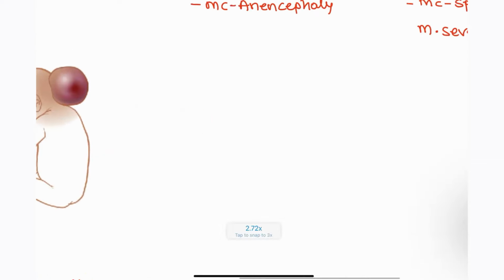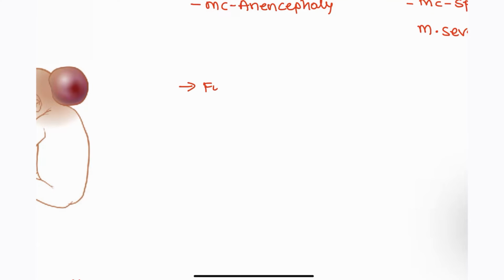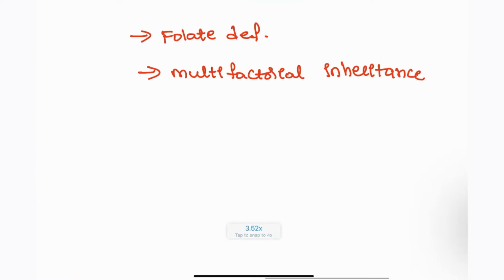Next, what is the cause of this? The cause of neural tube defects is most commonly folate deficiency. Okay, folate deficiency is one of the causes. But if they include multifactorial inheritance, then better choose multifactorial inheritance as the option. And how are we going to give therapy for patients with this condition? We are going to treat with folic acid. Okay, how are we going to give this folic acid?